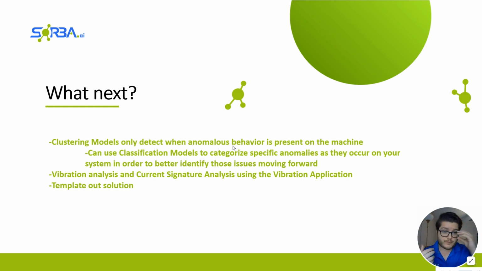So if you have historical information for specific failures that have occurred in the past, it is very good to then set up a different classification model for every single failure that has occurred on this machine, because then you can start to build a library of different classification models to identify when those failures are going to occur again. Additionally, you can add in elements such as vibration analysis or current signature analysis using the vibration application within Sorba in order to expand upon predictive maintenance and to get better predictive power by using those tools.